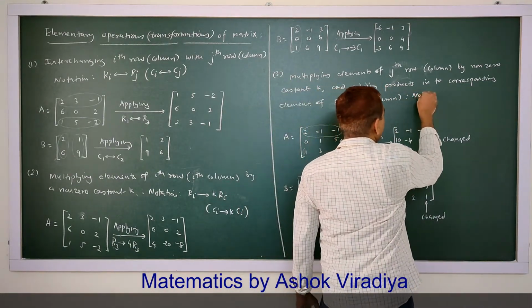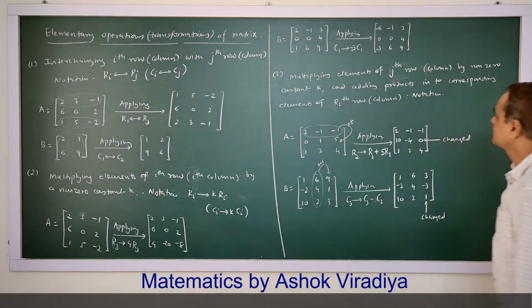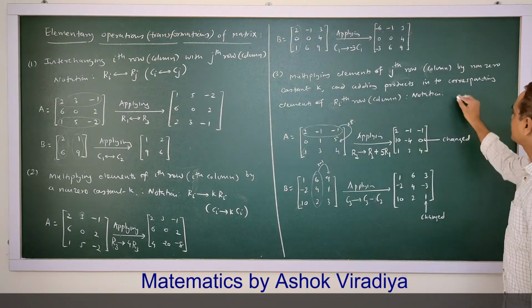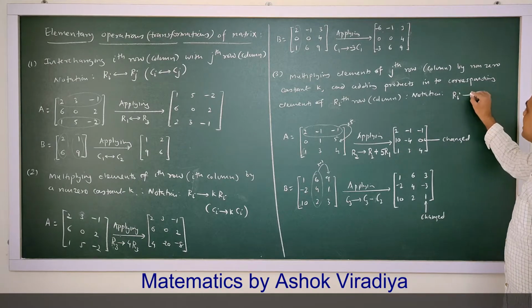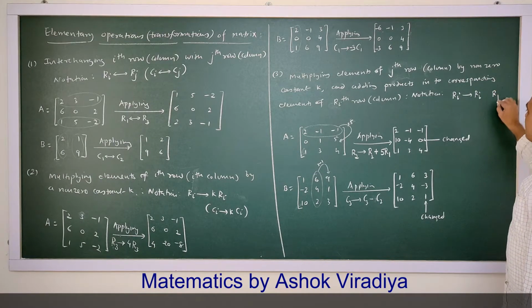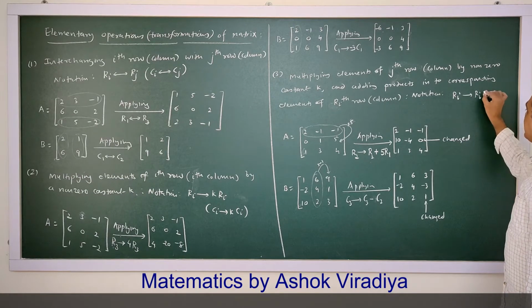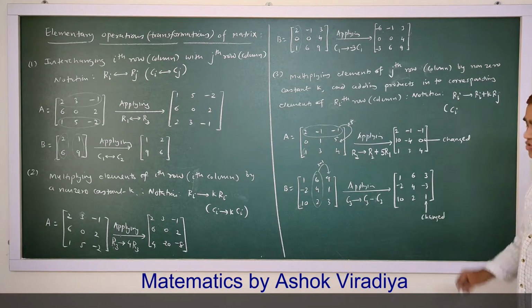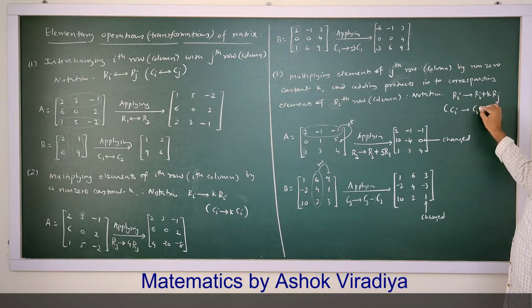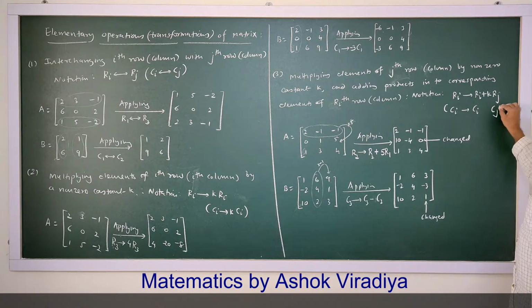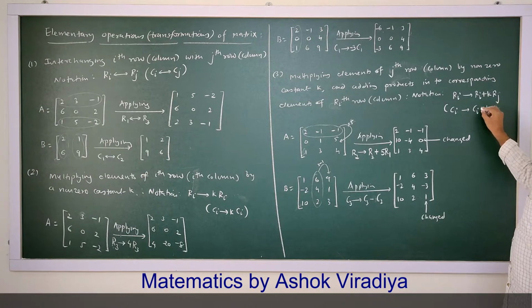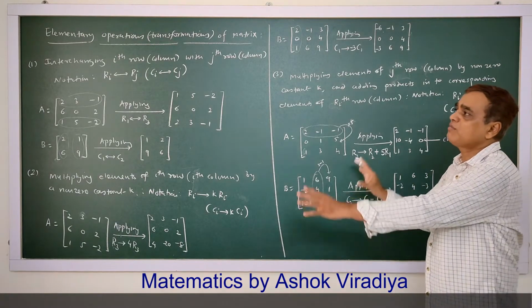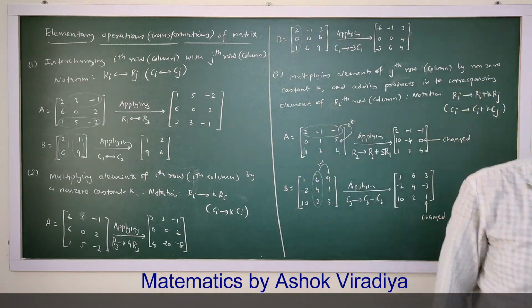Notation is, see, adding products in ith row. So ith row will be changed. What is done in ith row? In ith row, elements of jth row multiplied by k and values are added. Or ith column, change in ith column. In ith column, after multiplying elements of jth column by k, values are added. So these are the notations, and this is the way of performing these elementary operations.